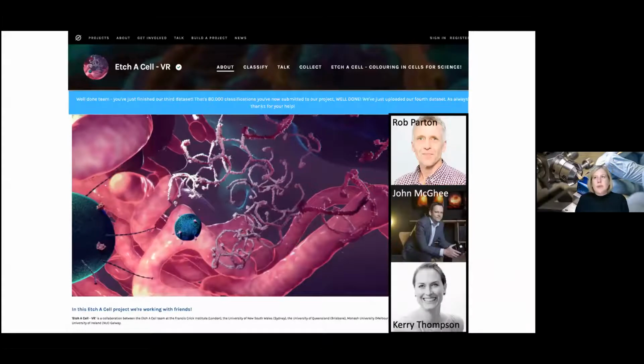And so we've closed a couple of the earlier projects, but we still have projects online that you can take part in. We have Virtual Reality up, which is a collaboration with Rod Parton and John McGee in Australia. And they've already worked together on animating volume EM data and creating these incredible cellular nanospaces that you can walk through and even sense different organelles in VR, which is being used as an educational tool, but I think is probably the future of how we interact with these data sets.